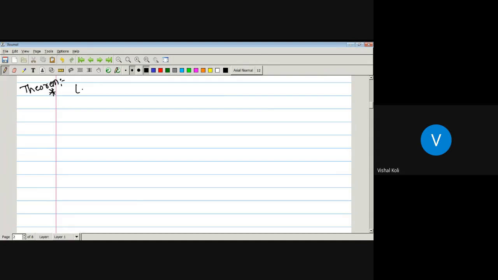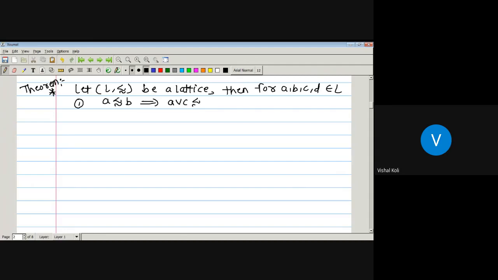Let (L, precedes) be a lattice, then for A, B, C, D belonging to L, first one, A precedes B implies A join C precedes B join C.